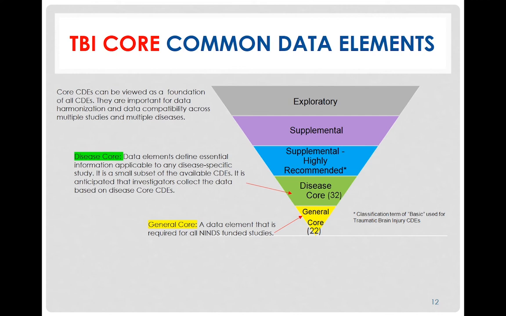General Core. This is a data element that is required for all NINDS funded studies. Disease Core. These are data elements defined as essential information applicable to any disease-specific study. It is a small subset of the available CDEs. It is anticipated that investigators collect the data based on disease core CDEs.